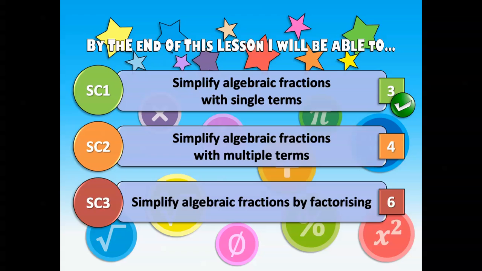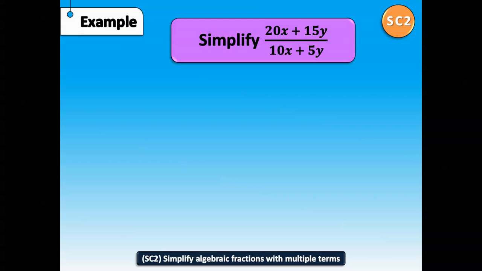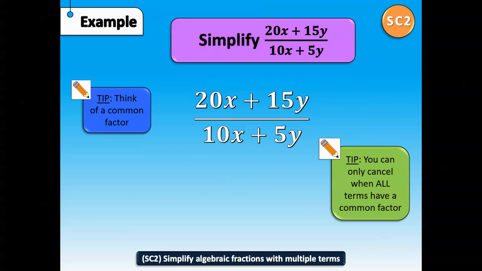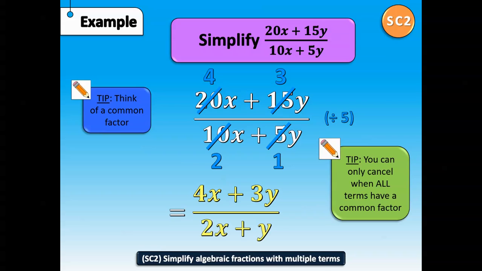So now we're going to move on to number 2, and this is to simplify algebraic fractions with multiple terms. So we want to simplify 20x plus 15y over 10x plus 5y. So we think of a common factor, and we can see 5 goes into each of those numbers. So we can divide everything by 5. So our answer is 4x plus 3y over 2x plus y.